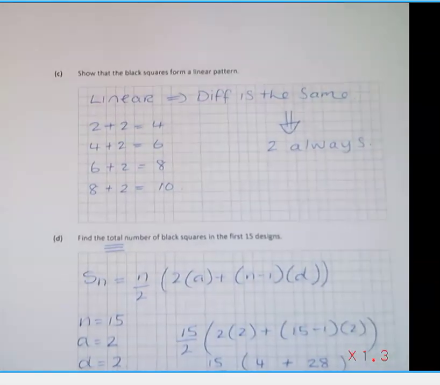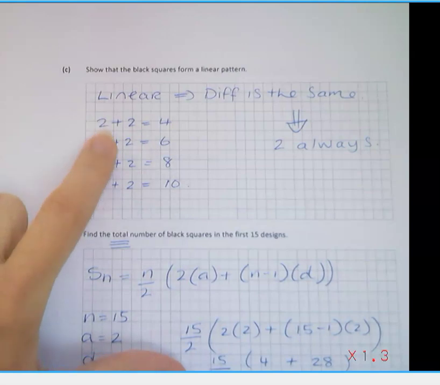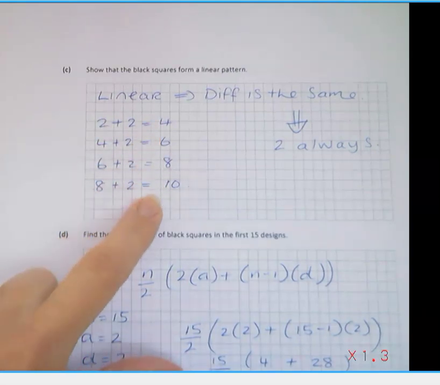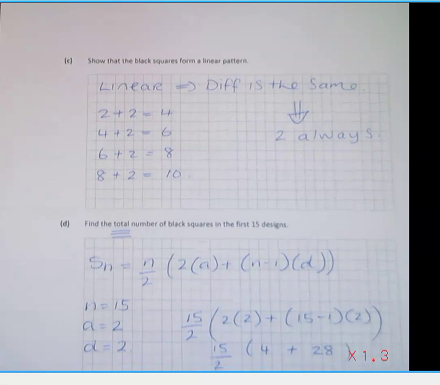It asks you to show that the black squares are a linear pattern. If it's linear, that means that they are increasing by the same amount. In other words, the difference is the same all the time. So you have to show it. So you write down the pattern, you show what you're adding, and you show you get the next thing. So for the few patterns that they've shown you, the difference is always the same. It's always 2. And you've proven that now.